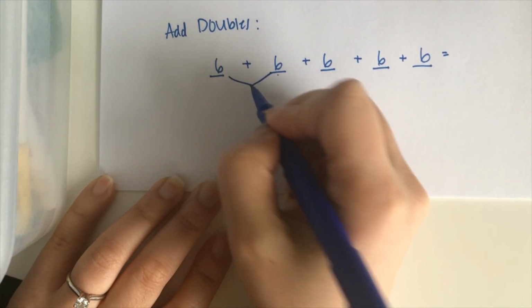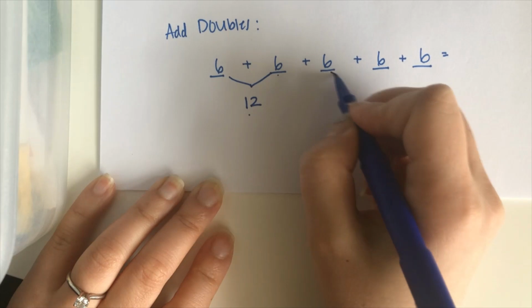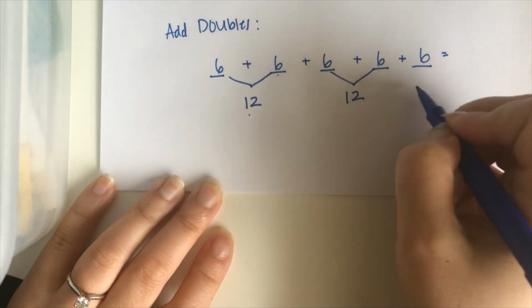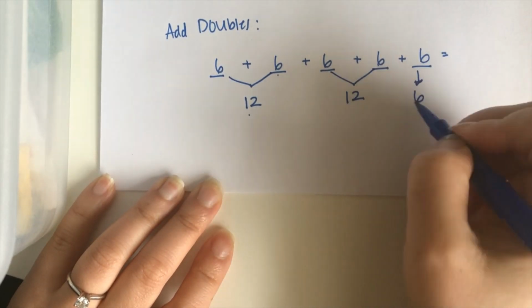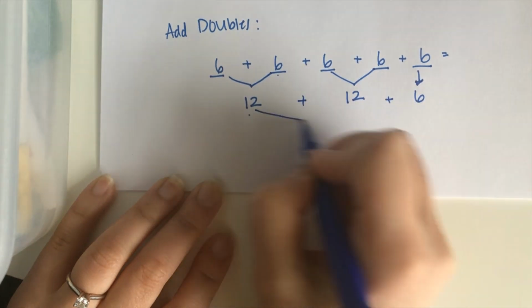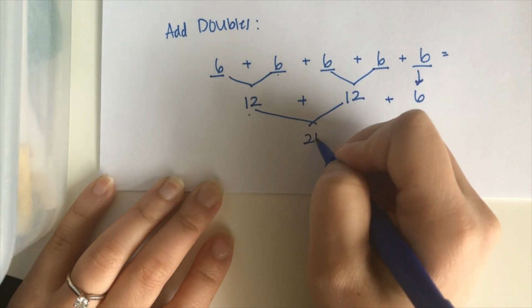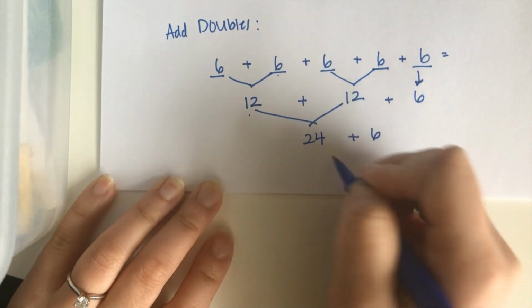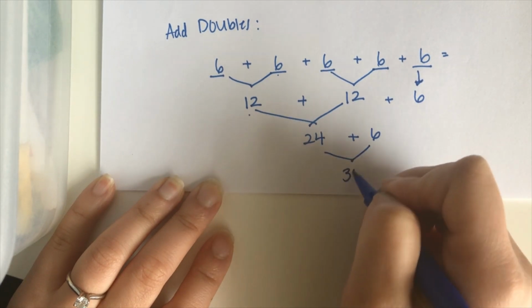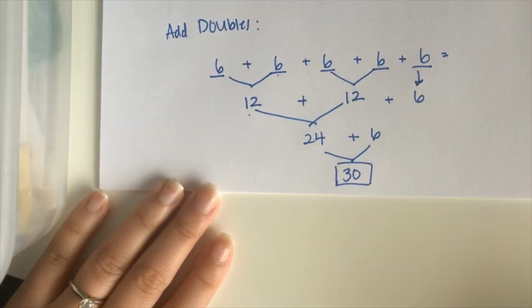I'm actually going to do the doubles together. So 6 and 6 is 12. 6 and 6 is 12. And then I'm going to bring this one down because you can't forget it. Then you're going to add this line. 12 and 12 is 24, which you know. And then you add 6 more, which is 30. Awesome.